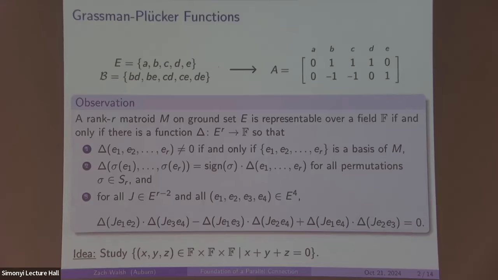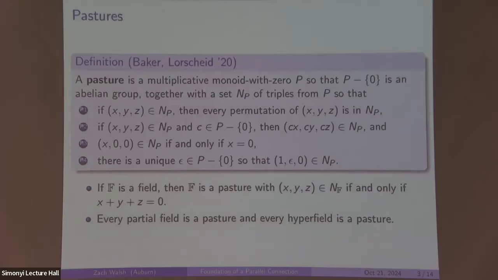So the idea is that we can actually study matroid representations over objects that are more general than fields if we just relax addition and just study this set of triples, so triples that sum to 0. And this has been formalized by Matt and Oliver, and these more general objects are called pastures.